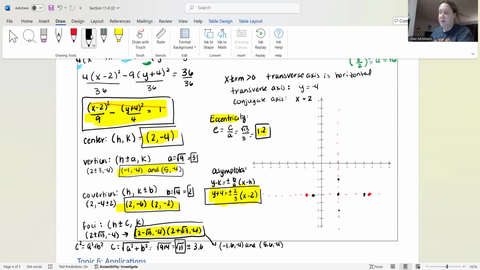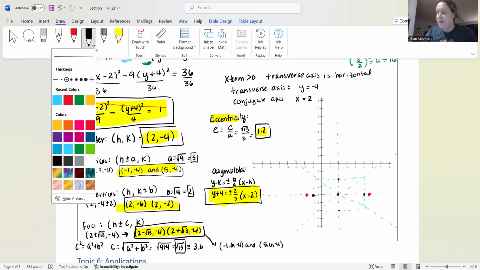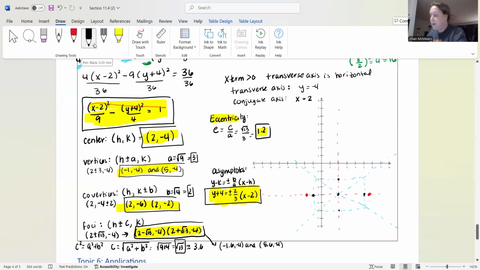Now, let's graph this puppy. So we want to sketch our little box. Let's sketch our box in blue. We know the asymptotes run through the center and through the corners of this little rectangle. Now we have the formula for the asymptotes, but I'm not going to get too bent out of shape about that. So there's our box. We can easily now draw in our curves. We've got enough guidelines. So we want to go from the vertices like so.